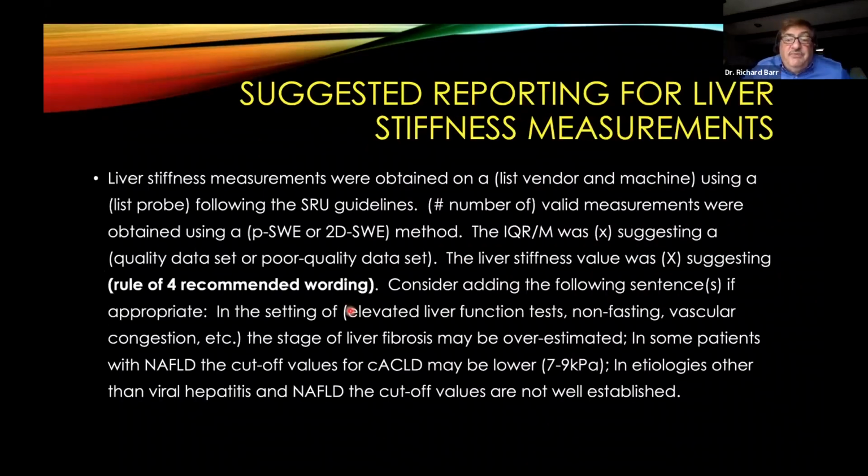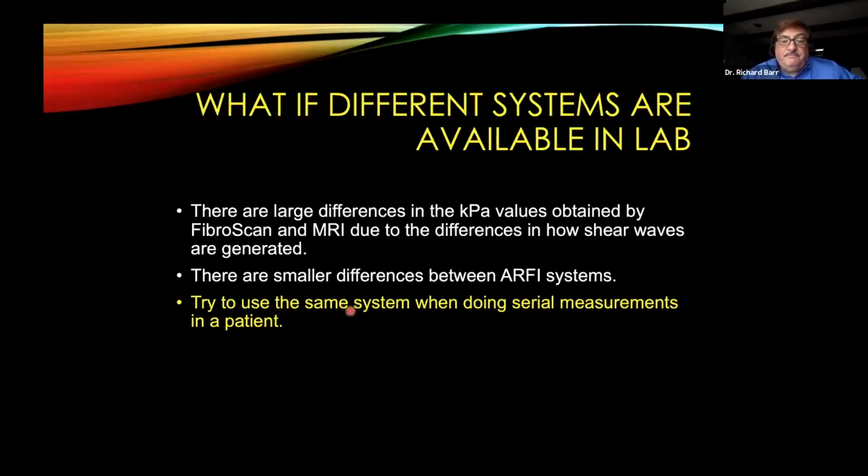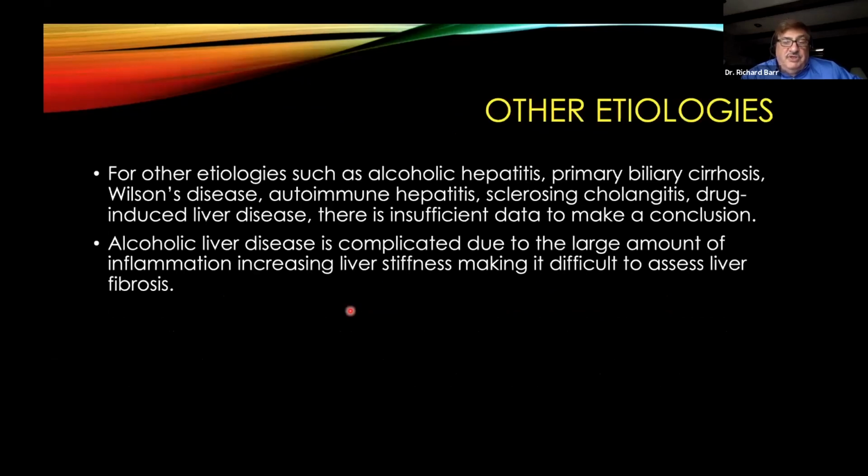For liver stiffness measurements in a report, you want to mention the vendor, the machine, which probe you're using, the number of measurements, point or shear wave, and give the IQR over median, and then use the new SRU guidelines for how to interpret the results. And again, if you have different equipment in the lab, please try to use the same one, same positioning that you're doing the measurements, the same depth, which is critical to be able to decrease the variability between measurements in the patients.